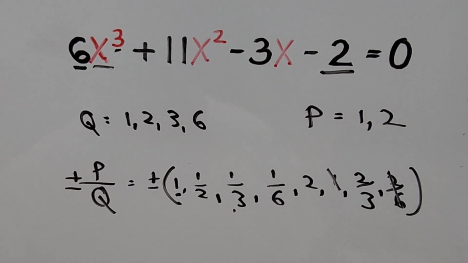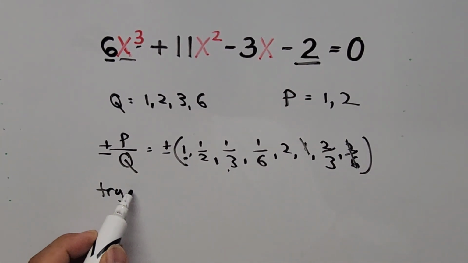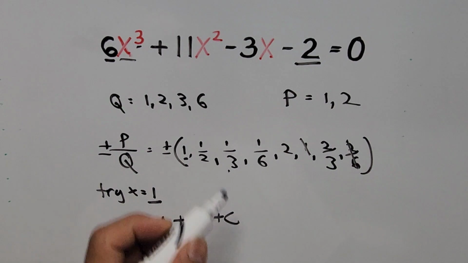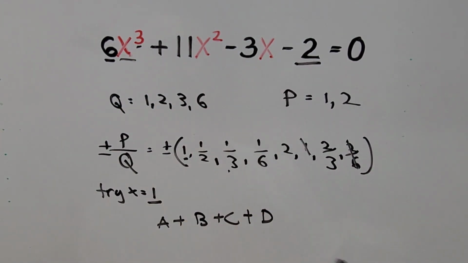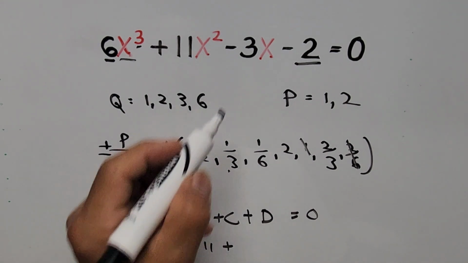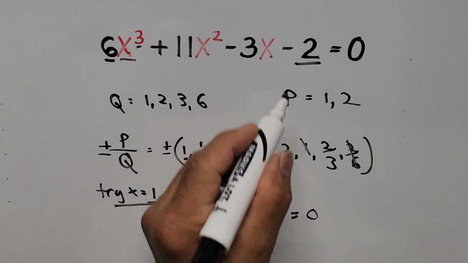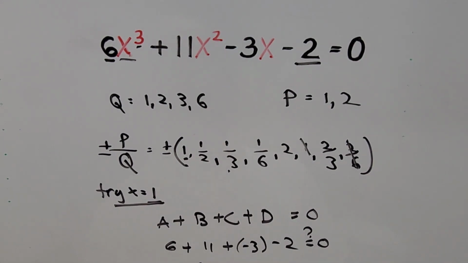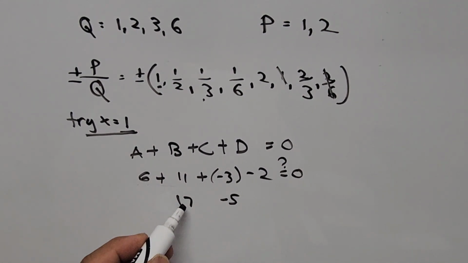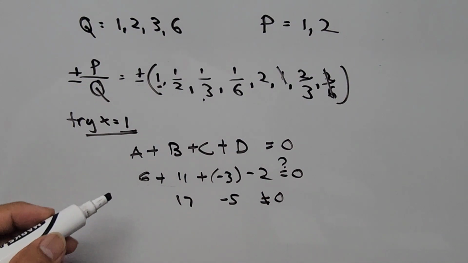Let's test the value of 1. How are we going to do that? So let's try 1 as the value of x. If we have a, the coefficient of the first term, plus b, the coefficient of the second term, plus c, the third term, and plus d, the constant, and this is equal to 0, then that would confirm that one of the values of x must be 1. So a is 6, and b is 11, and c is -3, and d is -2. Would this be equal to 0? So we have here 6 and 11, that's 17, and then -3 and -2, that's -5. 17 plus -5 is not equal to 0. So 1 is not one of the solutions of the cubic equation.